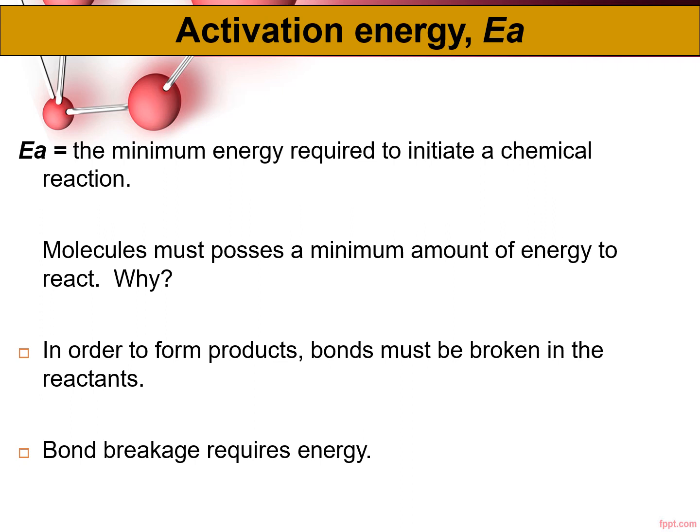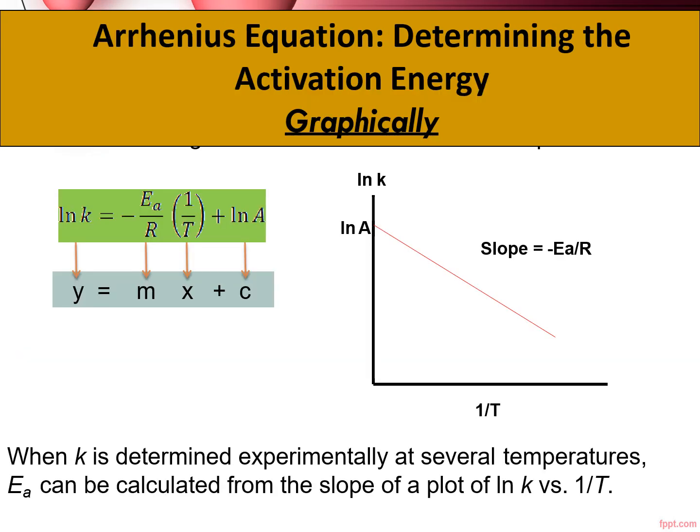This is the minimum. EA is defined as the minimum energy required to initiate a chemical reaction. So before any collision happens, the molecule must possess a minimum amount of energy to react. Why? Because number one, bond breaking must happen, and number two, bond breakage requires energy. So if you don't have the minimum energy, how are you going to break the bond? So this is how to determine the activation energy graphically.